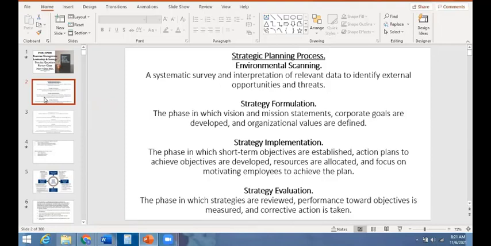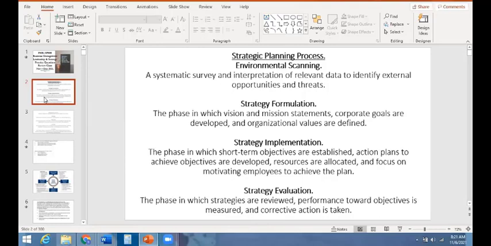Now in strategy evaluation, we need to review our performance. How did we do in terms of all the things that we implemented? What are the corrective actions that need to be taken? And strategy evaluation does not happen at the end. It should happen as you go. So that's usually a trick question.